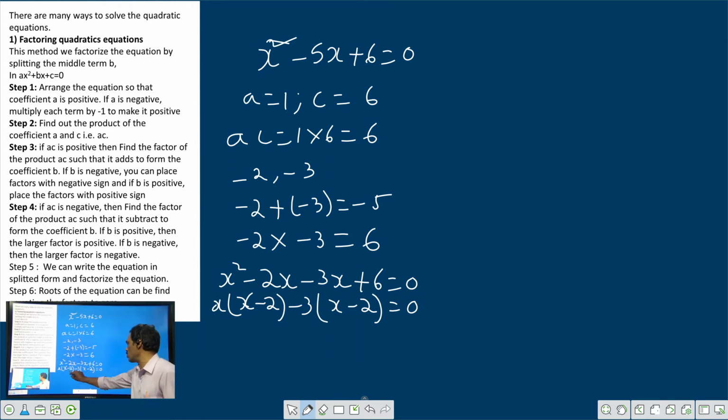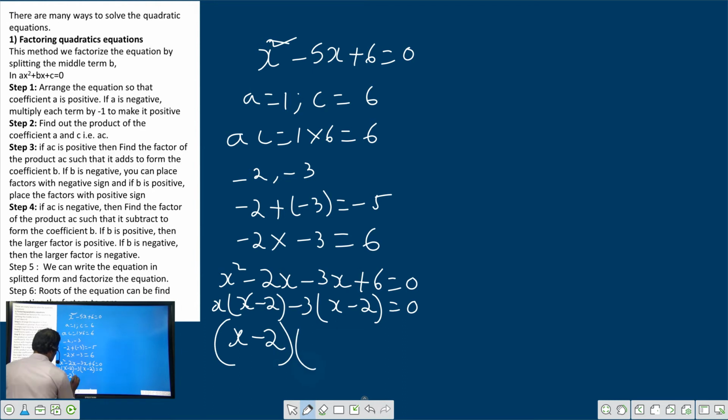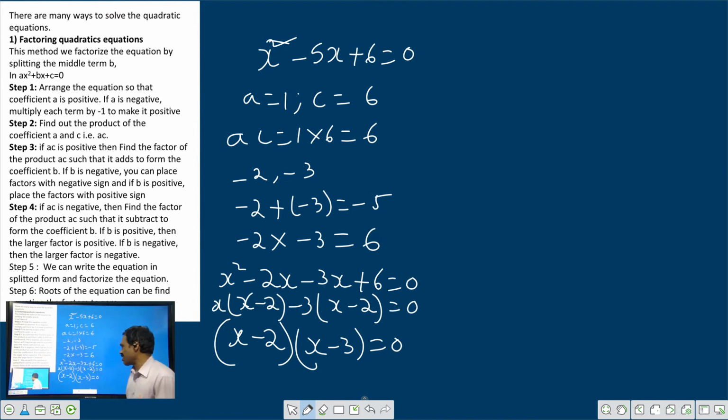So once again, what is common in these two? x minus 2 is common. So take x minus 2. The remaining one is x minus 3. So these are the factors. The values will be x equal to 2, x equal to 3, but I am not interested in that. I am interested in factors. This is x minus 2 into x minus 3.